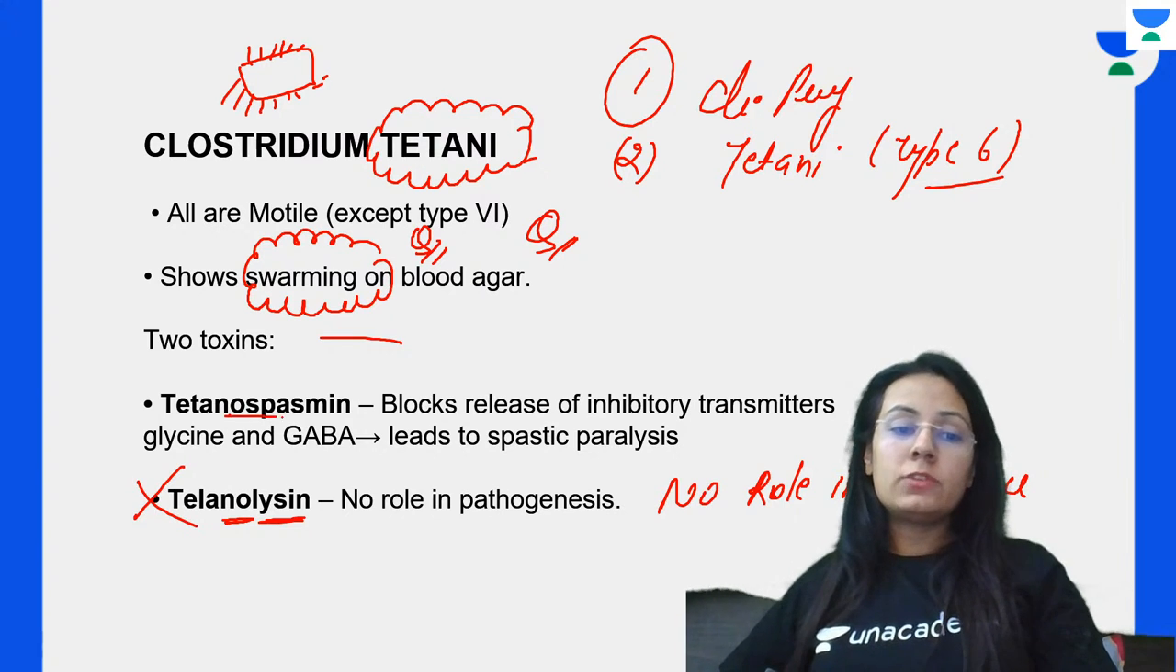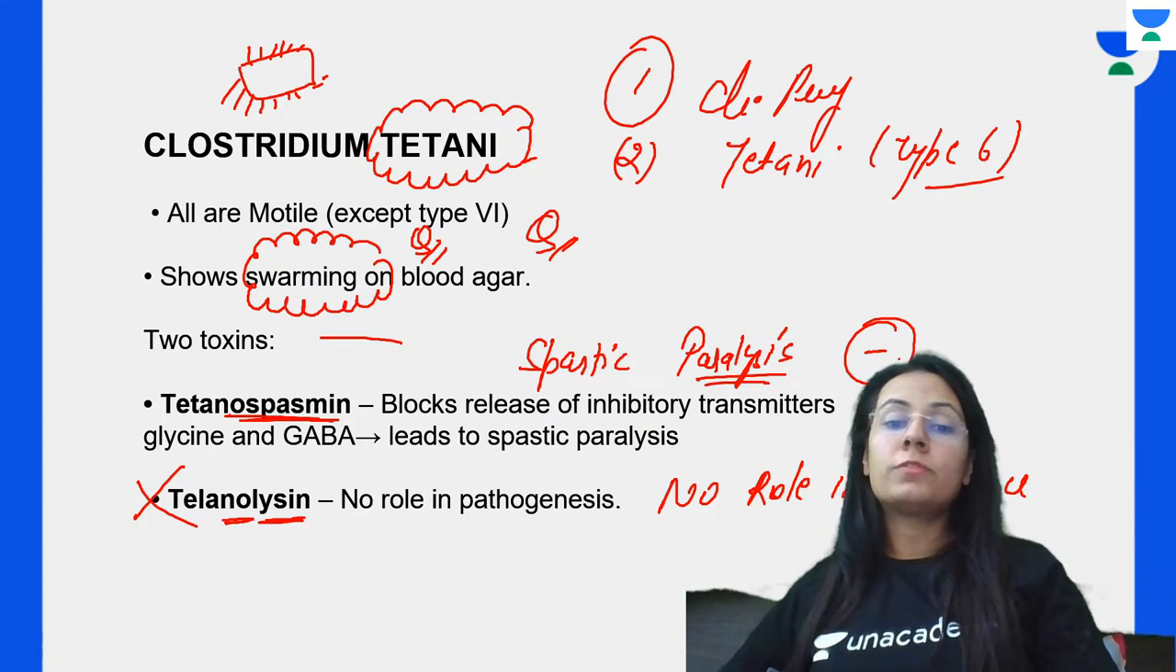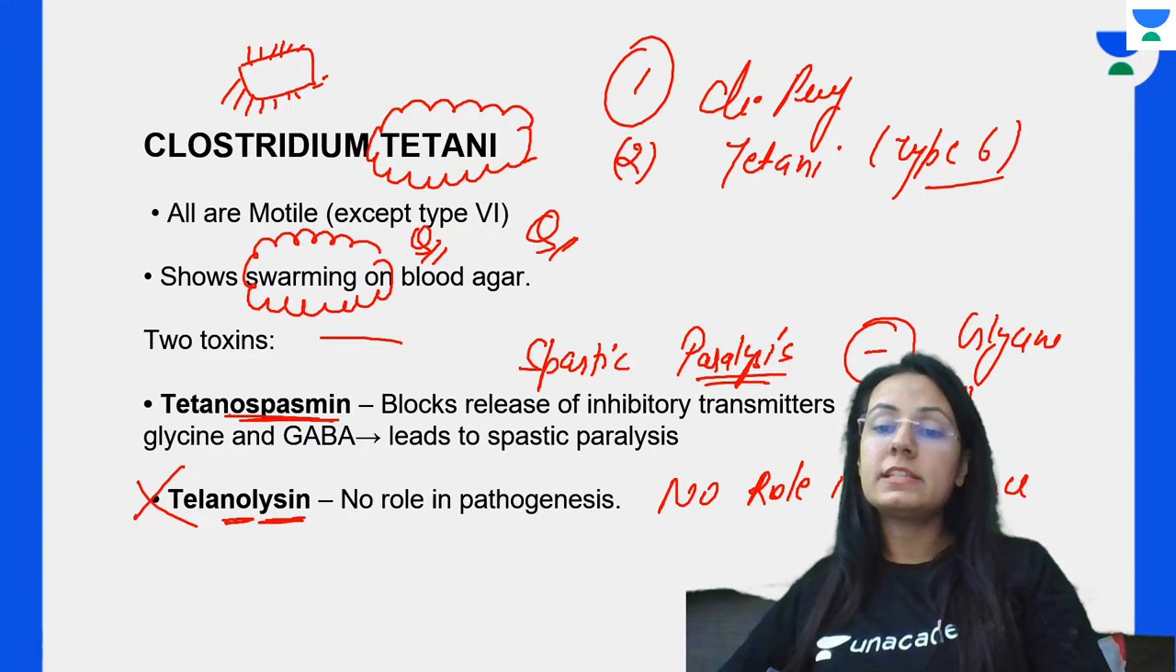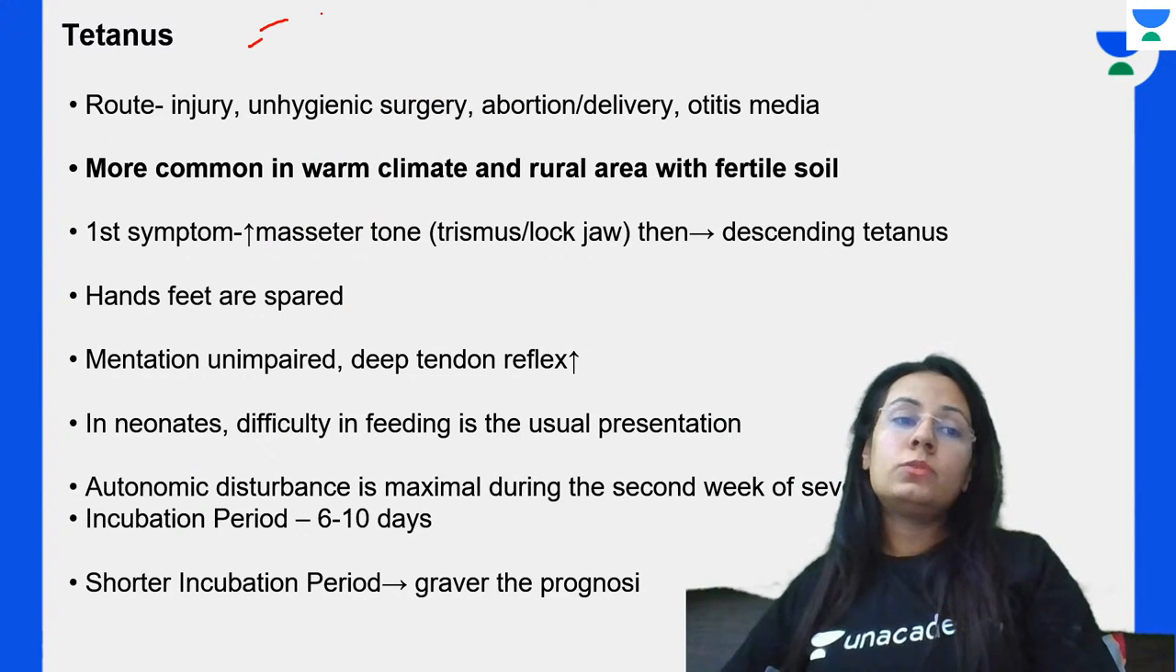All right, tetanospasmin is mainly responsible for causing what? The spastic paralysis, by inhibition of the release of the inhibitory neurotransmitters, that is glycine and GABA. Okay, now what is the route of injury?